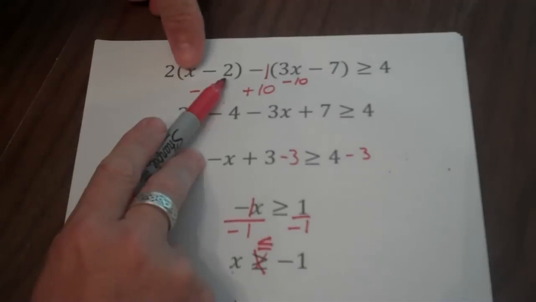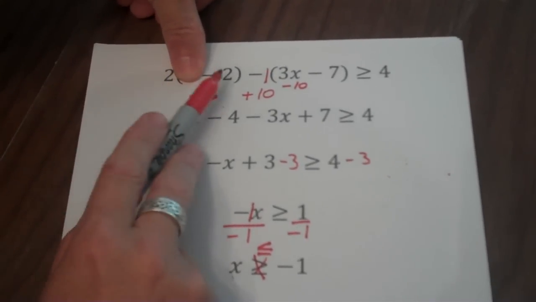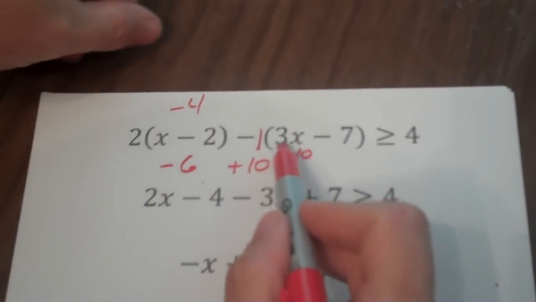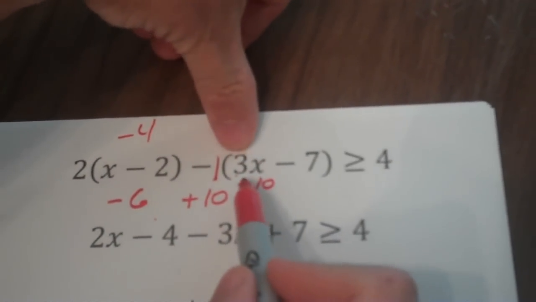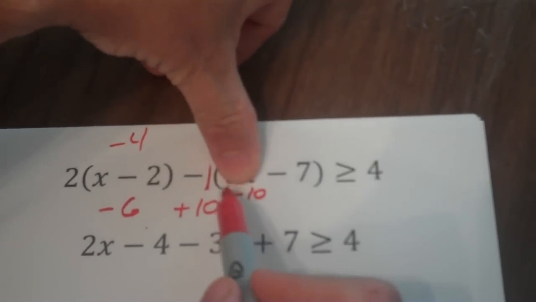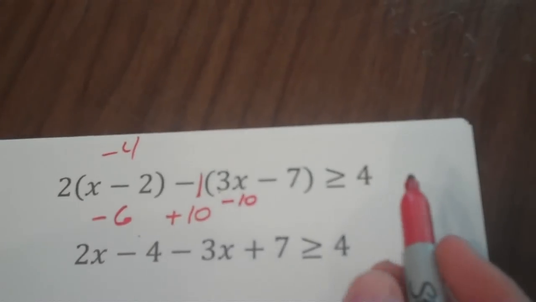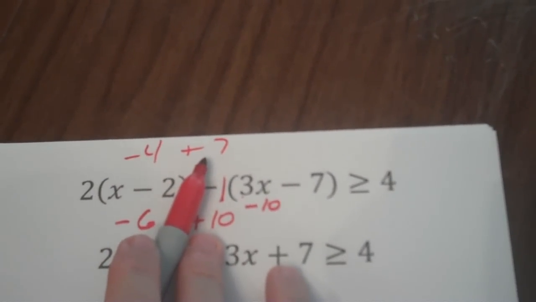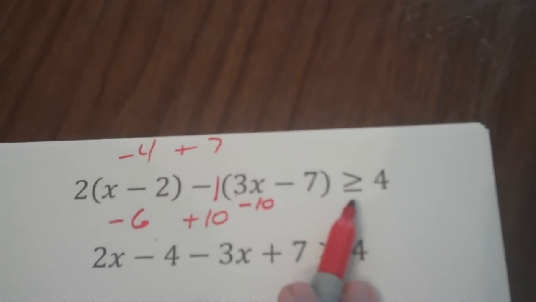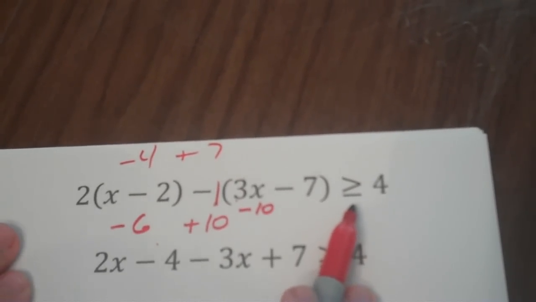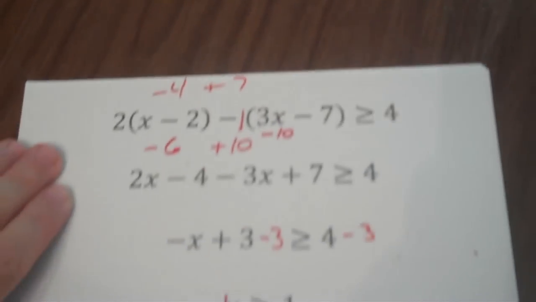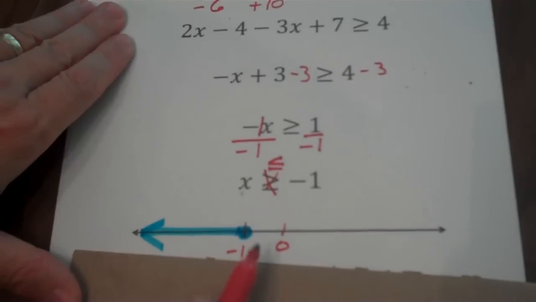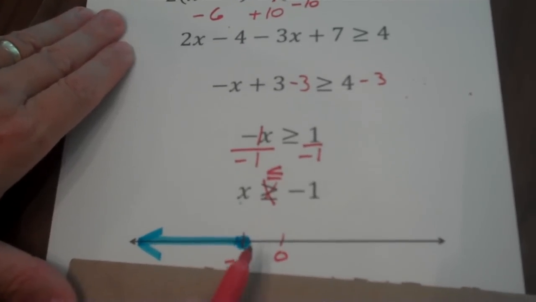0 minus 2 is simply minus 2. 2 times negative 2 would give me negative 4. If I take my 0 through here, again, that disappears because 3 times 0 is 0, and negative 7 is plus 7. Negative 4 plus 7 gives me a positive 3, which is indeed not greater than 4. So 0 should not be included, and if you'll look back at our graph, 0 wasn't included in the graph, so my arrow is going in the correct direction, and this is the solution.